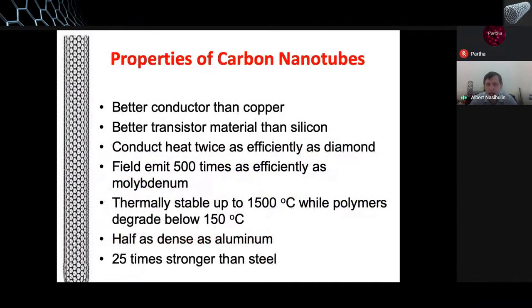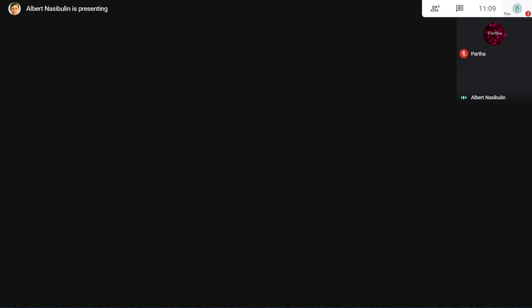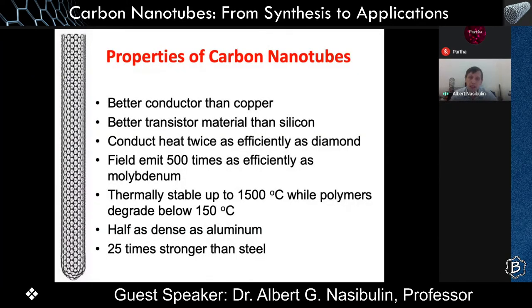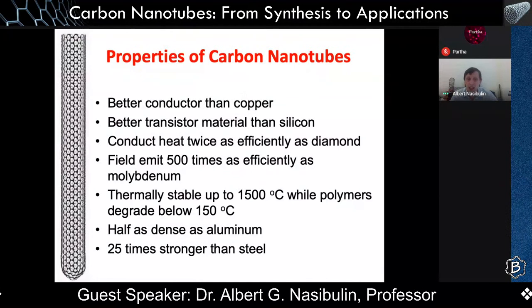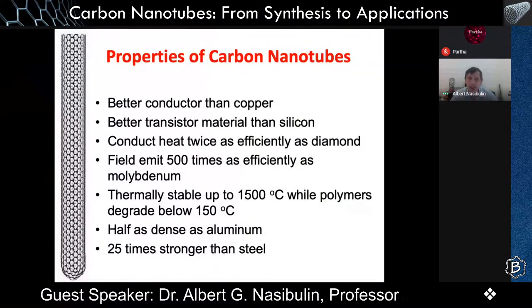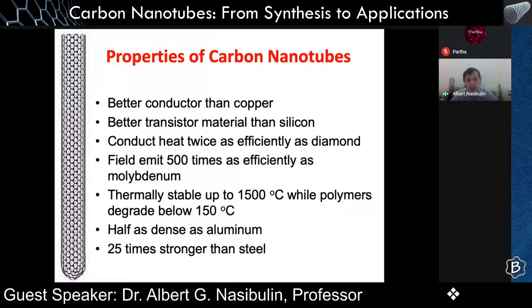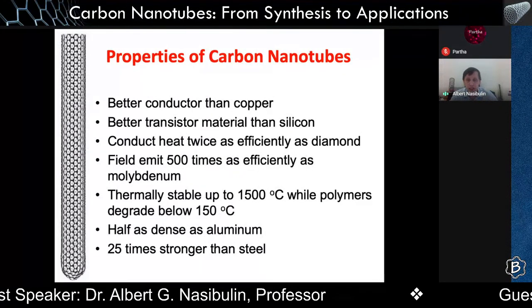Why are carbon nanotubes so important, and why are we discussing them? We could say that carbon nanotubes are champions among other materials according to their records for physical and chemical properties. Carbon nanotubes are better conductors than copper. You can also utilize this material to make semiconducting devices. You could make field effect transistors better than silicon, and I'm going to tell you about this today. It is also a highly heat conductive material, as good as diamond.